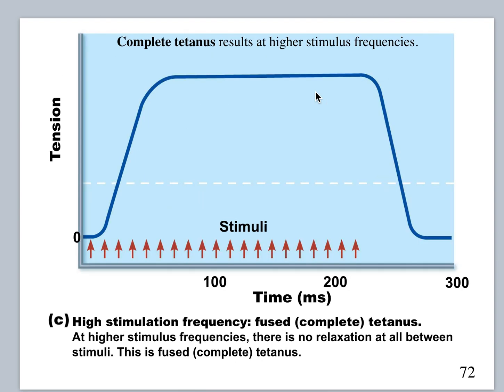Now, if we really want to be mean, we could apply the stimulation so fast that the muscle never can relax. The muscle is always contracting. This would be very painful for the person. That's called tetanus, or complete tetanus, when the muscle is contracted fully for the whole length of time that the muscle is being stimulated.